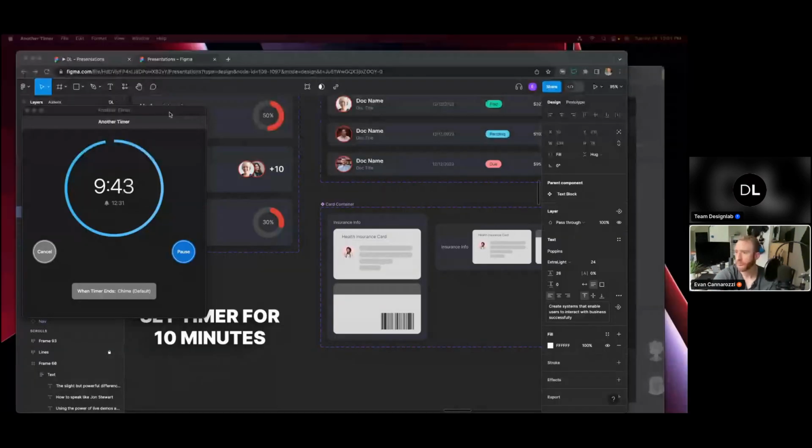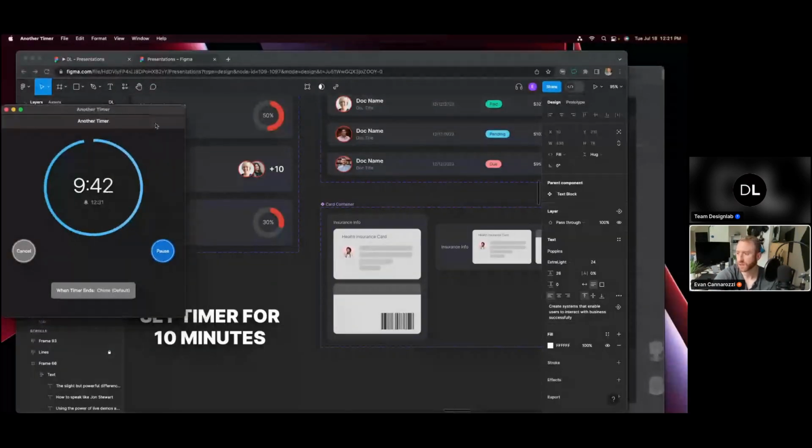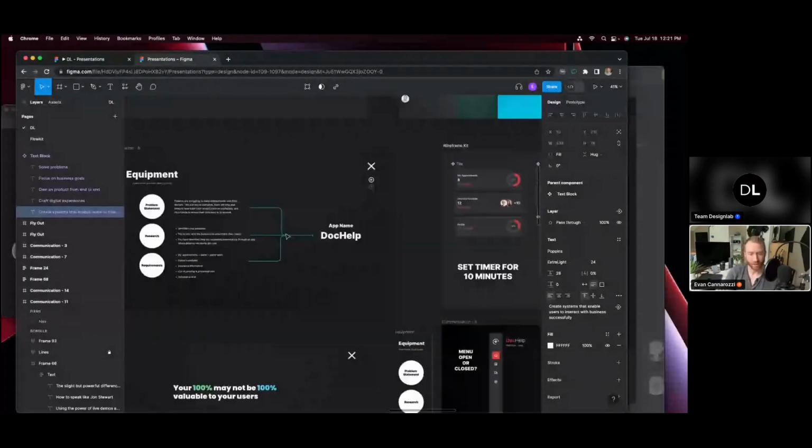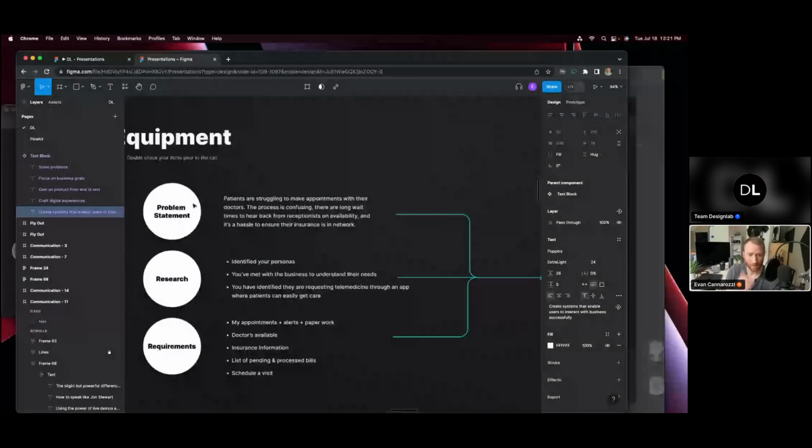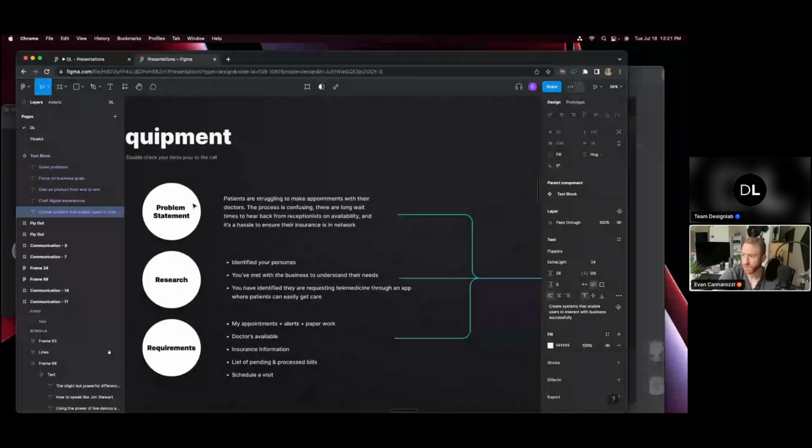Okay. All right. Let me reset the clock here. So we've got 10 minutes, but my guess is we're going to get this done in under 10 minutes. So let's go back to our problem. We're making a telemedicine application. It's web-based. The problem statement is patients are struggling to make an appointment.